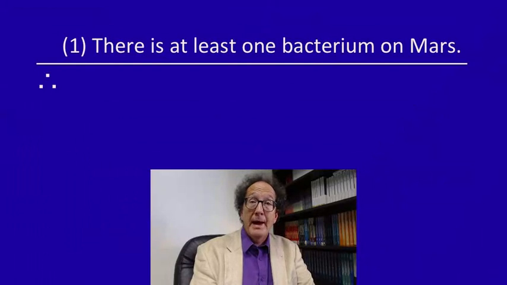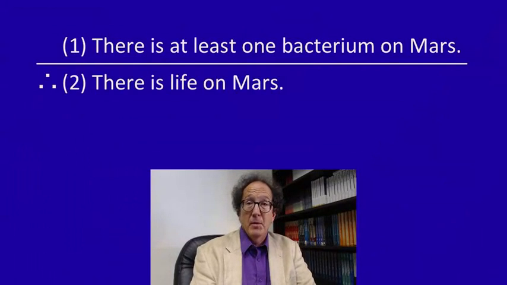Well, imagine that you don't know whether there's any life on Mars. You have no evidence one way or the other. Then you ask a friend, and the friend says, I know there's life on Mars. I can prove it to you. Here, this argument will show you that there's life on Mars. There is at least one bacterium on Mars. Therefore, there is life on Mars.